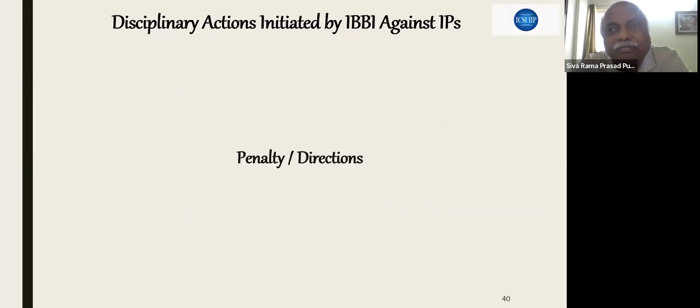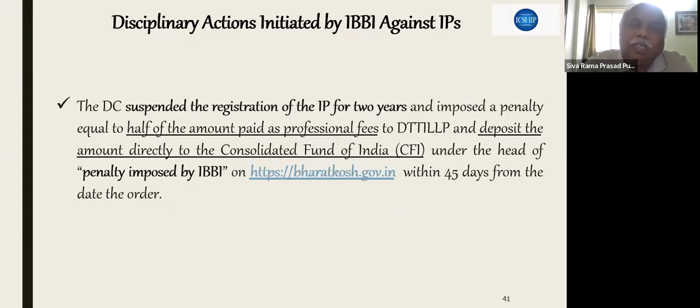Penalty. So in view of these two, the penalty imposed is that the DC suspended the registration of the insolvency professional for 2 years and imposed a penalty equal to half of the amount paid as professional fees to DTTI LLP. Why have you engaged these services?